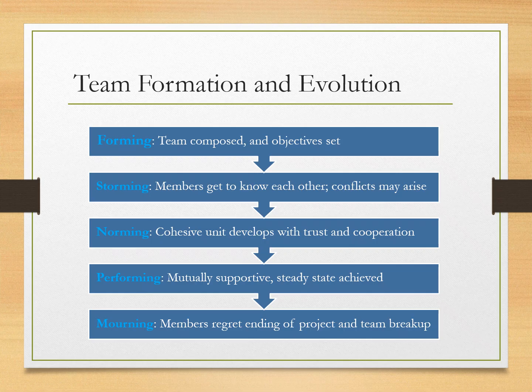And the third one is norming. The team moves past the conflict and starts to develop into a cohesive unit with trust and cooperation, and they figure out how to work together. And the fourth stage is performing. This is the ideal stage. The team is mutually supportive and a steady state is achieved. They are focused and highly productive.